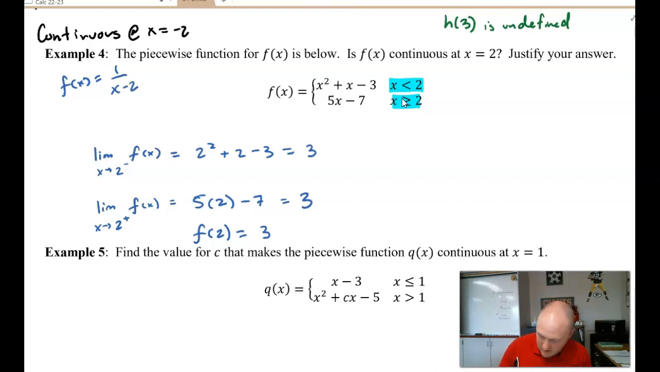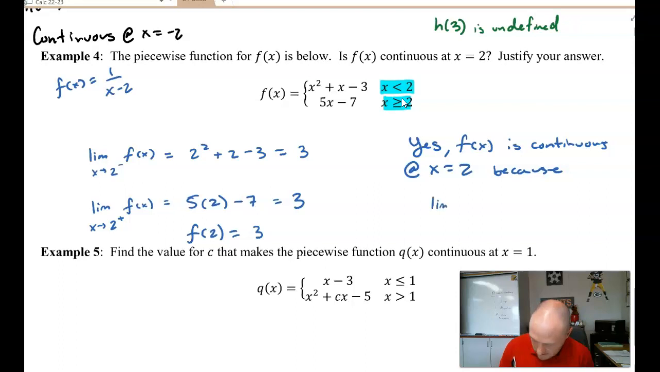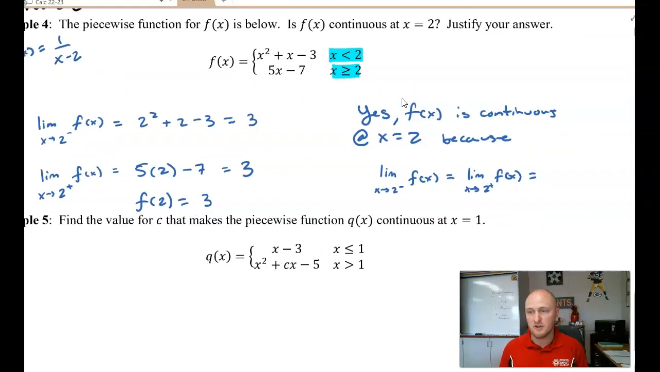So, okay, we say yes, got to answer the question. Yes, f of x is continuous at x equals 2 because, now I didn't formally introduce this, but this is actually the justification. We would say the limit as x approaches 2 from the left of f of x is equal to the limit as x approaches 2 from the right of f of x, which is actually equal to the function value, f of 2.